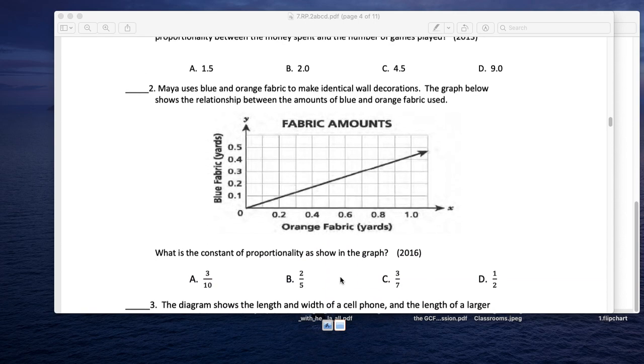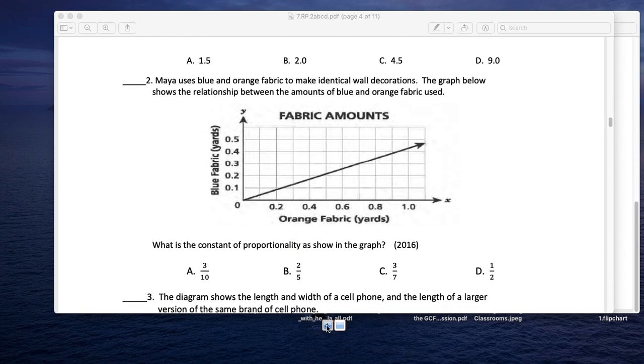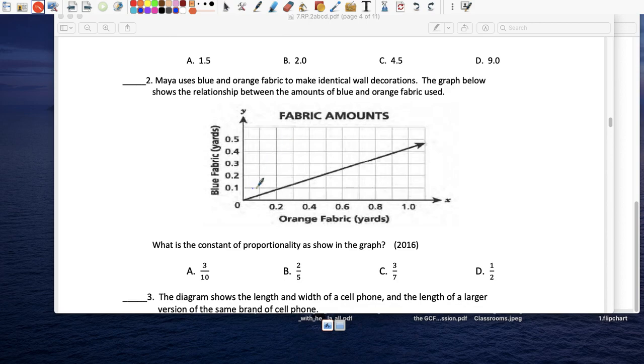What is the constant of proportionality on the graph? Well, first thing you have to do is find the point that you can identify. The only point that is exactly on the intersection of this line would be this point right here. I think it's right on that line. Is there another point? Let's see. No. So let's identify this point right here.